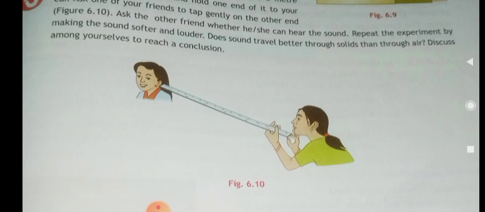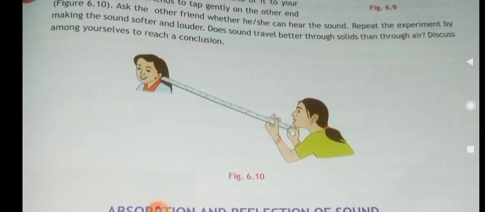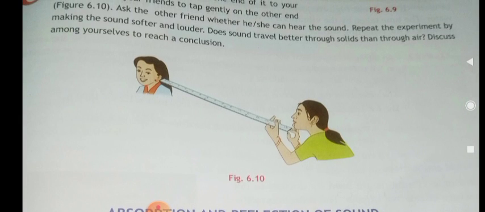Okay, children, did you understand? Sound needs a medium to travel. It does not travel in a vacuum. It travels much better in gases when we compare with solids and liquids. Do you understand this? Similarly, sound travels as waves of compression and rarefaction.